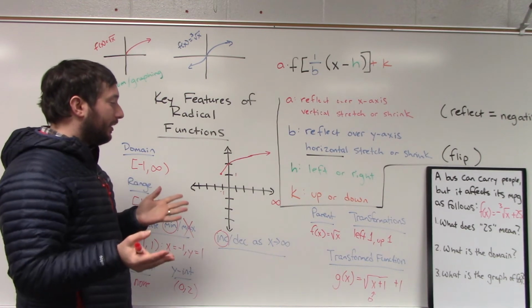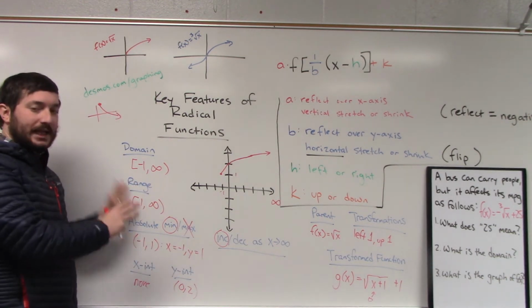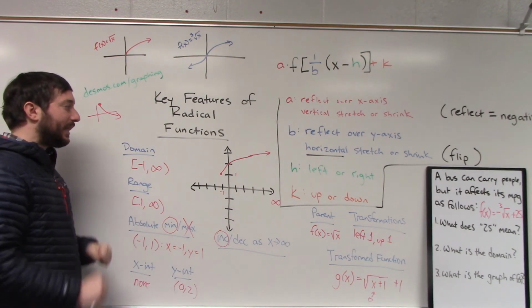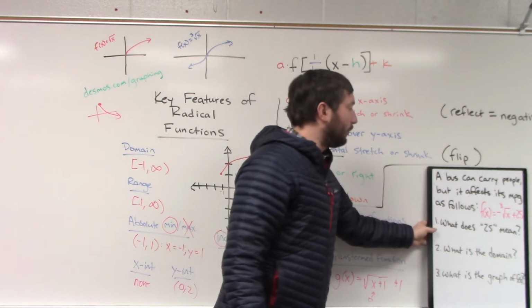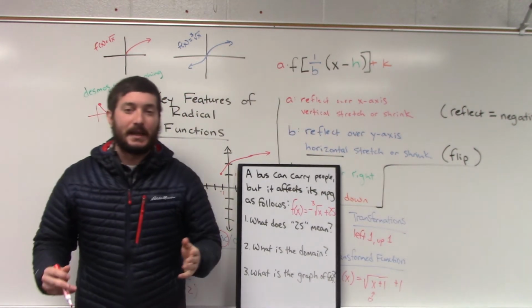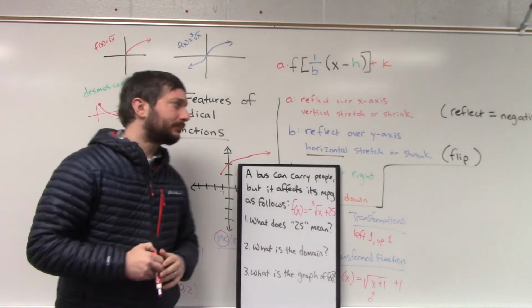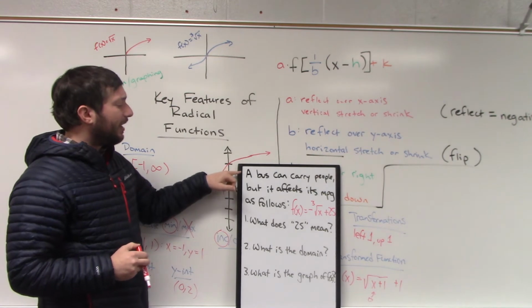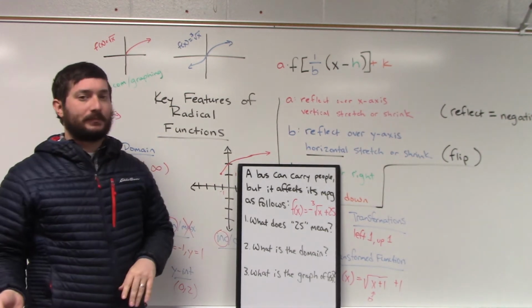So those are our basic key features that we'll need to keep in mind for when we're looking at something like a graph. But I do have one more example I want to go over dealing with a real-world problem. Okay, so this is where we'll end off for today. This mainly discusses domain, and it could discuss range as well. In fact, it does. And this scenario involves a bus that carries people, right?